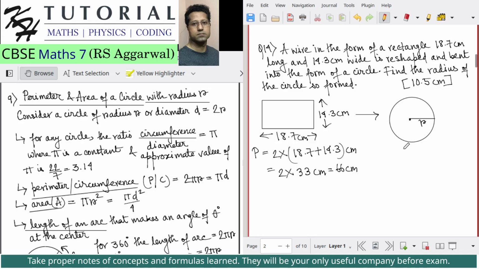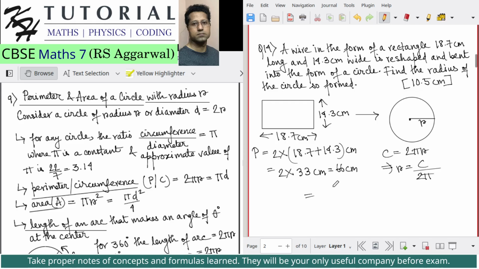The question has asked what will be the radius of the circle. So we know for the circle the circumference is 2 pi r, or the radius is equal to circumference divided by 2 pi. Now we know that the circumference of the circle will be equal to the perimeter of the rectangle, which we have found to be 66 centimeter.